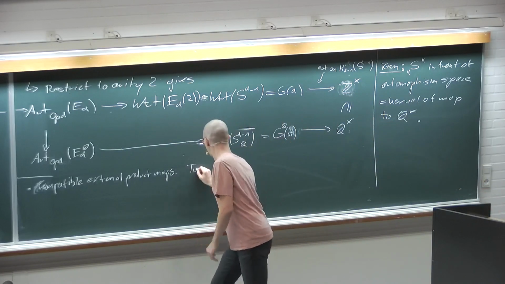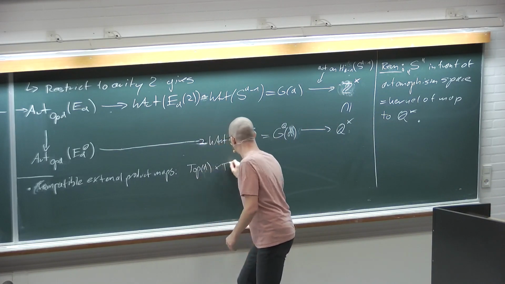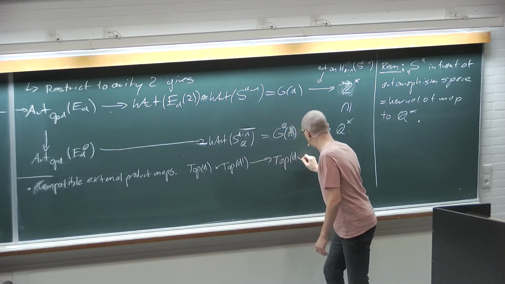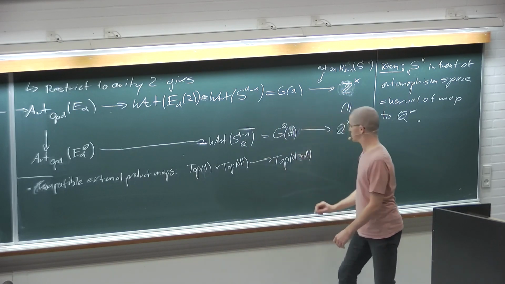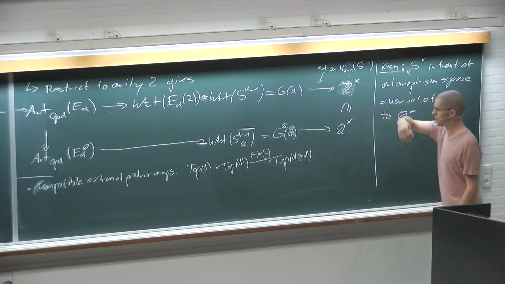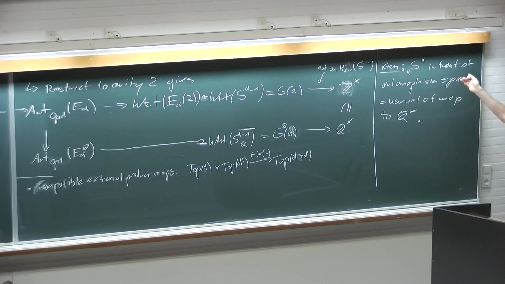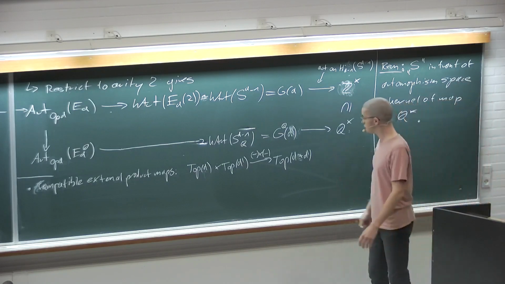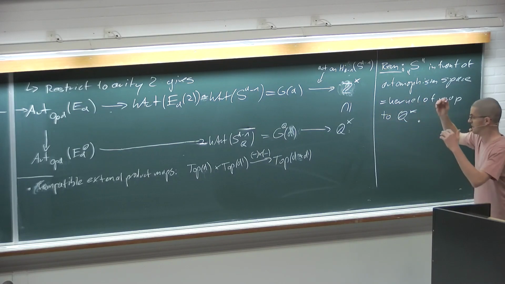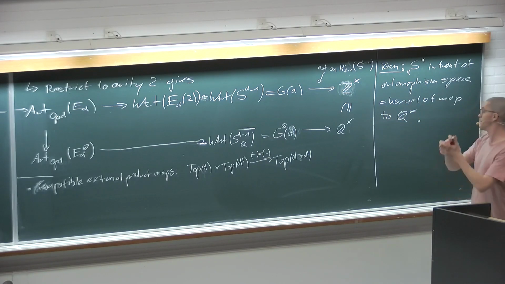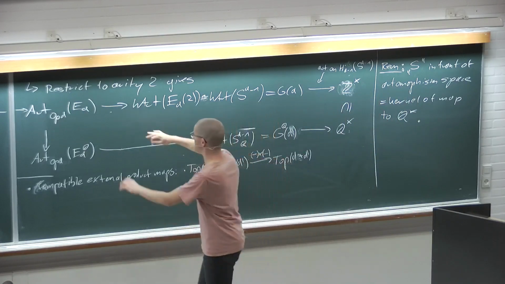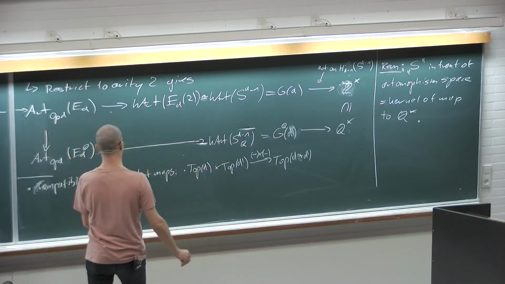Okay, let's do it for Top(d) times Top(d'). There's a map to Top(d+d'), which just is induced by direct product. If you have a homeomorphism of R^d and a homeomorphism of R^d', you can take the product and use that the product of R^d and R^d' is R^(d+d'). Yes. Okay, similarly, you can do the same thing for all of these automorphism spaces.